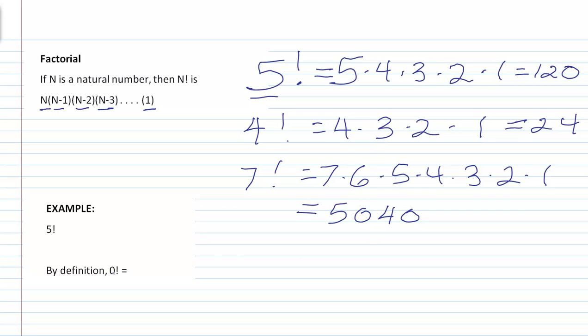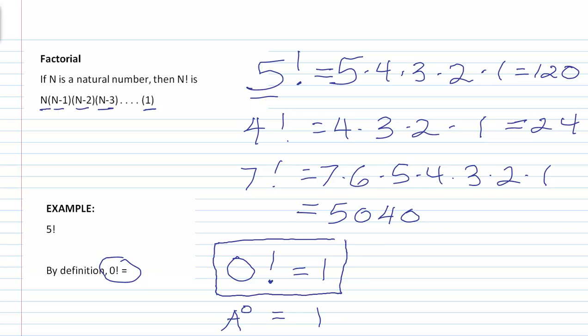Now, it's also important to know that 0 factorial has a value of 1. And that's very similar to when we say we raise a number to the 0 power, we get a value of 1. This is just by definition, and you might encounter this, but most likely you will not.